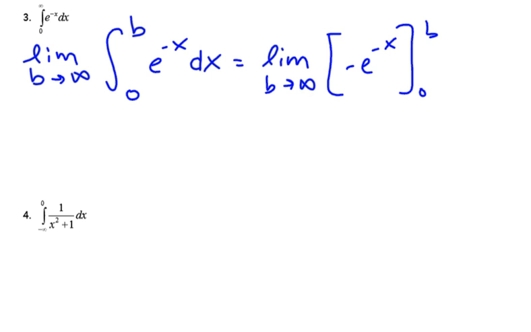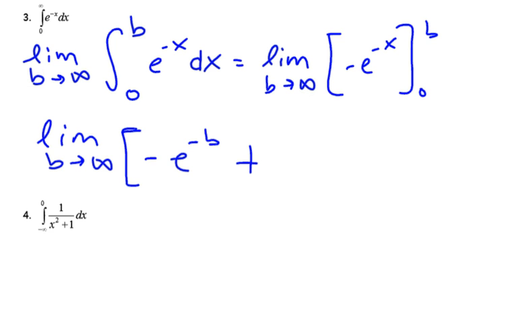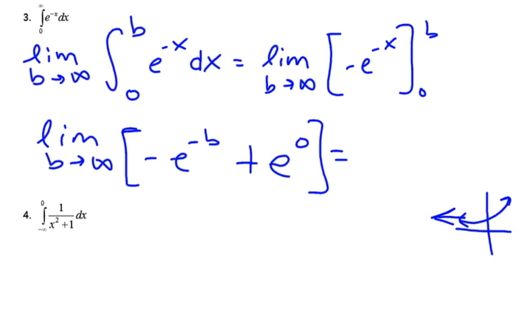Evaluate from 0 to b, then plug in b and 0, and we get negative e to the negative b minus a negative, so plus e to the 0. All right, so now as b approaches infinity, we have e to the negative infinity. And remember, the graph of e to the x looks like this, and so as x approaches negative infinity, the graph is actually approaching 0. So this would be 0 and then plus 1.